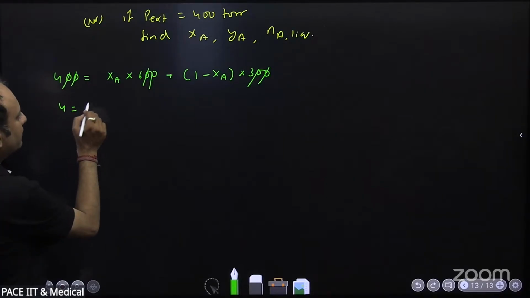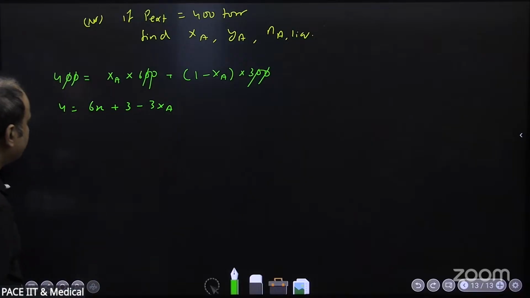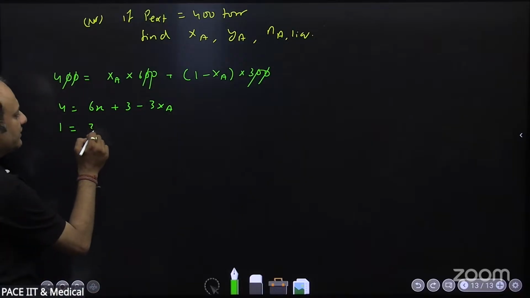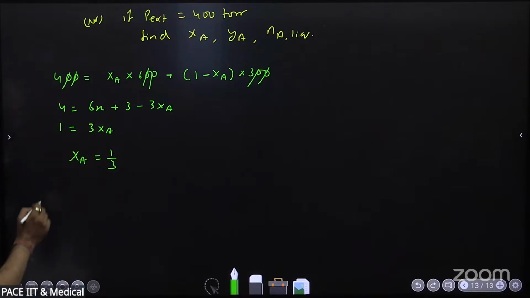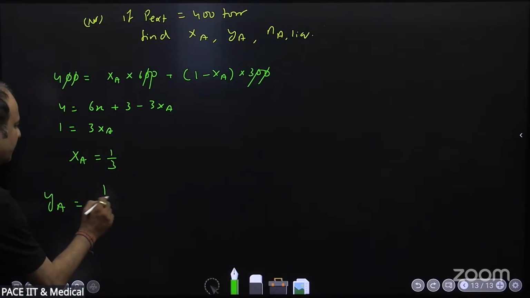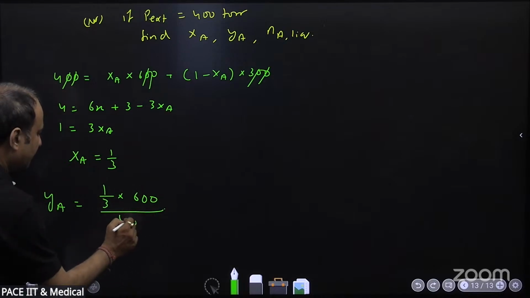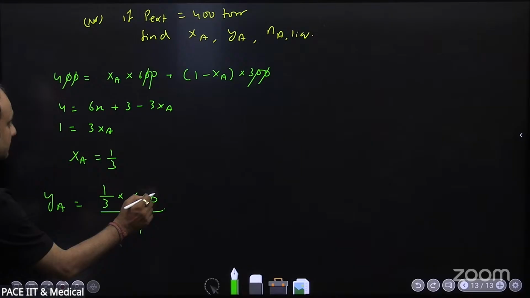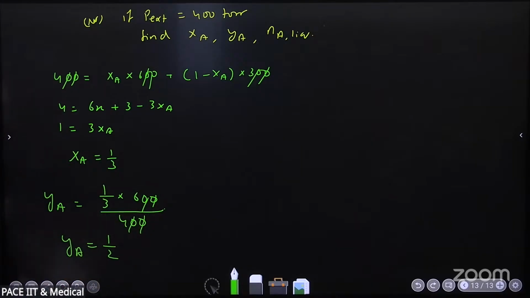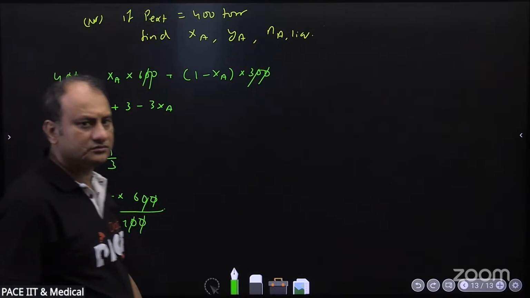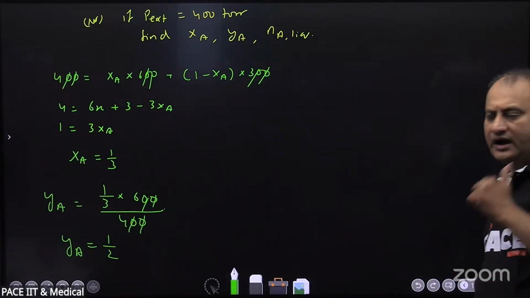So we get 4 is equal to 6XA plus 3 minus 3XA. So we get 1 is equal to 3XA. XA we get 1 by 3. YA we will get 1 by 3 into 600 by total pressure 400. So YA will be half. So at 400 torr, XA will be 1 by 3 and YA will be half.